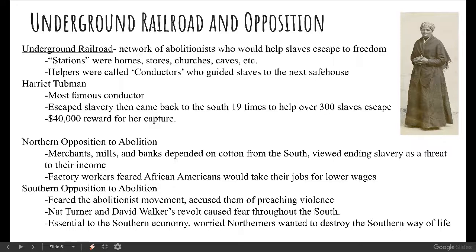And then, of course, slavery is absolutely essential to the Southern economy. And they're worried that Northerners want to destroy their Southern way of life. So there's going to be a lot of pushback from the South.